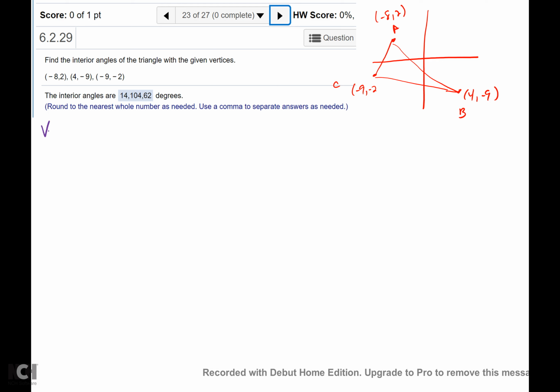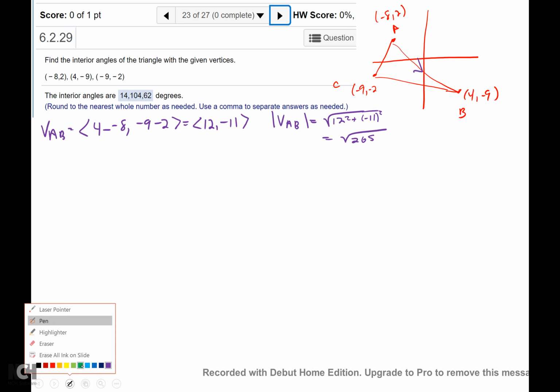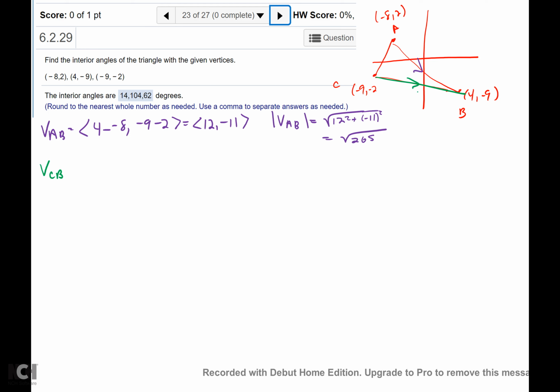So, let's see, we have vector AB, which will be 4 minus a negative 8, negative 9 minus 2, 12, negative 11. The magnitude of vector AB is going to be the square root of 12 squared plus negative 11 squared, which is the square root of 265. That's AB going this way. So then I'm going to do vector CB, which is going this way. So that would be 4 minus a negative 9. Negative 9 minus a negative 2 gives me 13, negative 7.